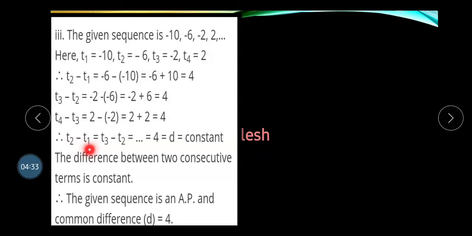T2 minus T1 equal to T3 minus T2 equals 4, that is constant. The difference between two consecutive terms is constant. The given sequence is an AP and the common difference is 4.